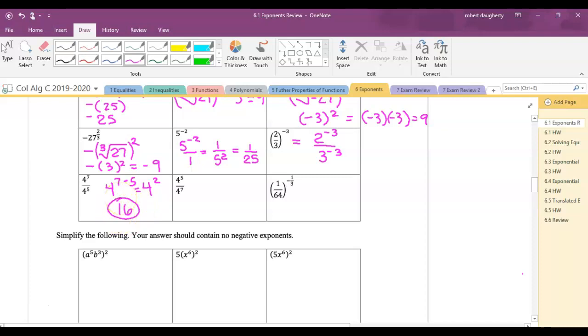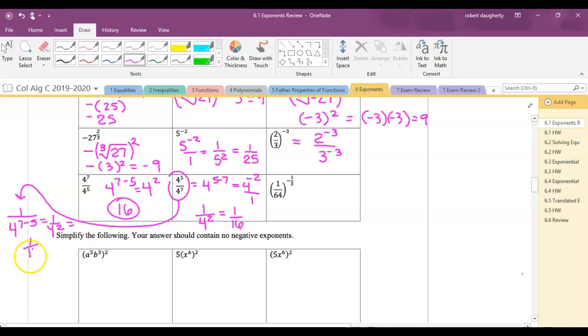Now this one I can do a couple ways. I can say this is 4 to the 5 minus 7. That's 4 to the negative 2. I've got a negative exponent in the top of a fraction. That will become a positive exponent in the bottom of the fraction. So that's 1 over 16. The other way to do this problem is to just say, well, this is 1 over 4 to the 7 minus 5, which is 1 over 4 squared, which is 1 over 16.